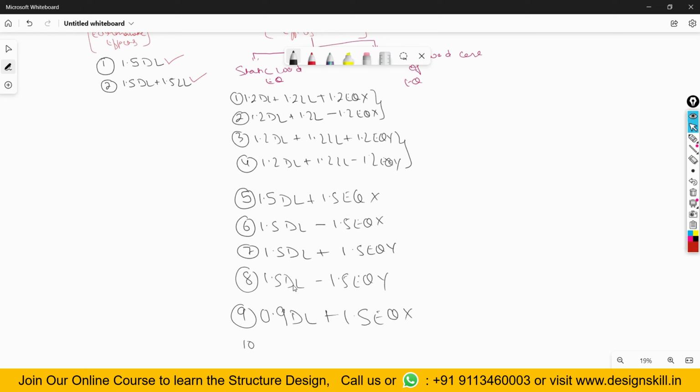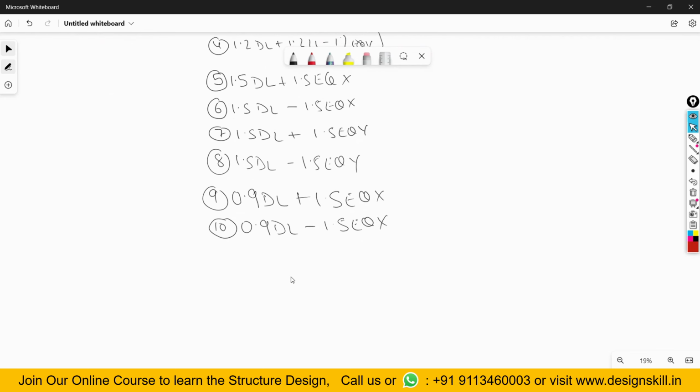So the 10th load combination will be 0.9 dead load minus 1.5 EQX. So if you consider the X one, then another will be of Y also. So the 11th will be 0.9 dead load plus 1.5 EQY, then the 12th will be of minus 1. So this will be 0.9 dead load minus 1.5 EQY.